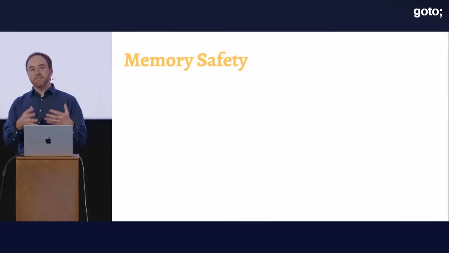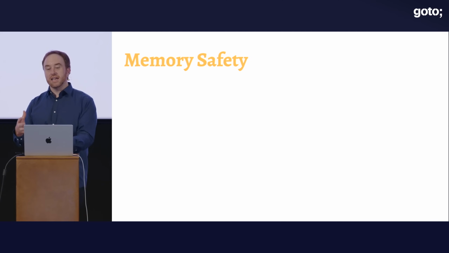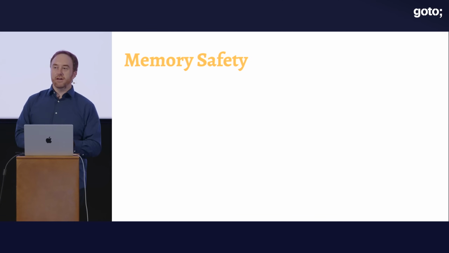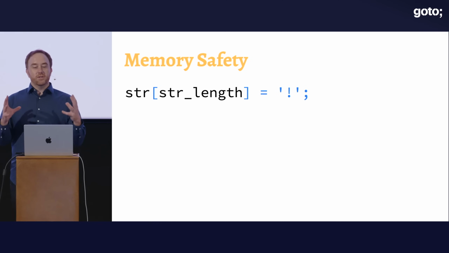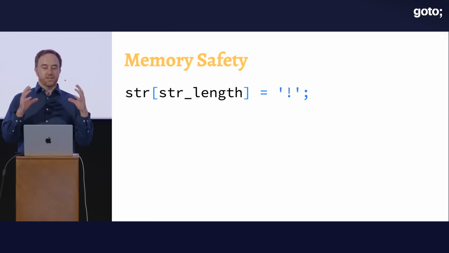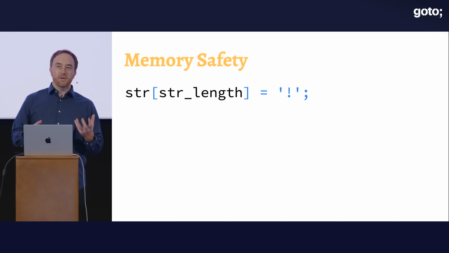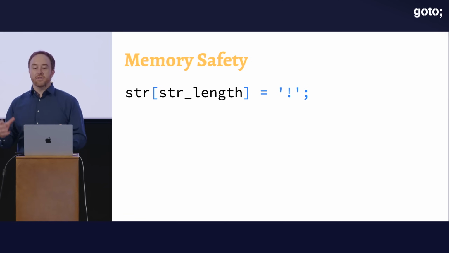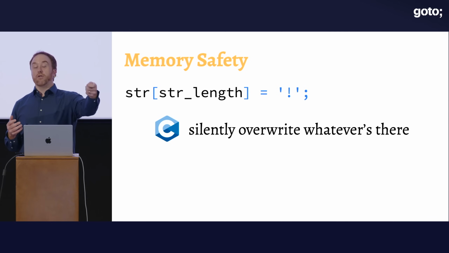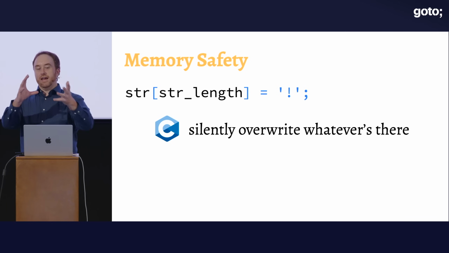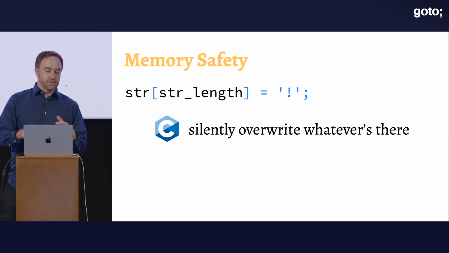This is a memory safety bug right here, and it's an example of memory unsafety and one of the bad things that can happen when you have memory unsafety. So this particular line was the bug where I wrote str[str_length] = '!'. And different languages handle this in different ways. We saw that in C, it'll just silently overwrite whatever is there. At whatever that str length byte is, it's just going to overwrite it.